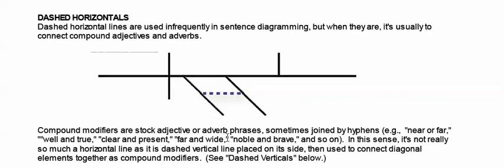Okay, the next kind of line we'll talk about would be a dashed horizontal. Don't see these too often in diagramming. These are used to connect compound adjectives and adverbs. Adverbs and adjectives always hang down off of our horizontal line, like you can see right here. And oops, I just added a box. But anyway, that's a dashed horizontal. For example, if we had a danger that is clear and present, a clear and present danger, we would put clear on one of those diagonal lines and present on the other, and we would connect them with the dashed horizontal.